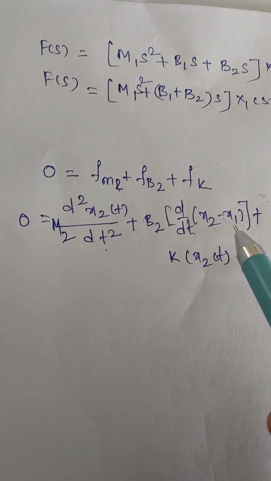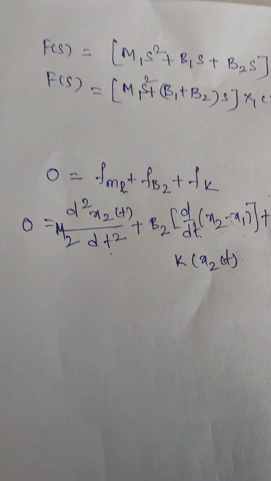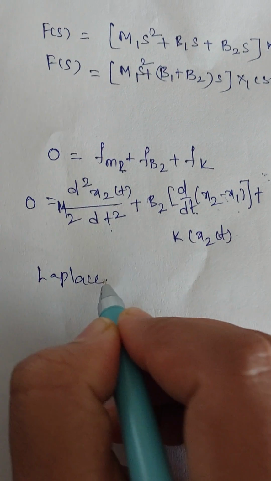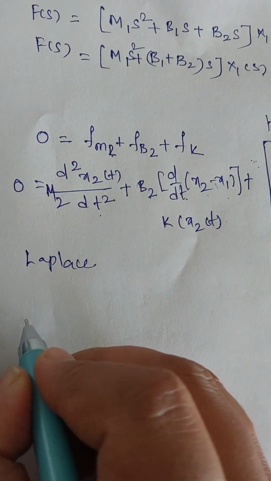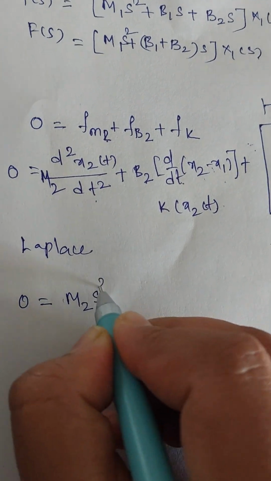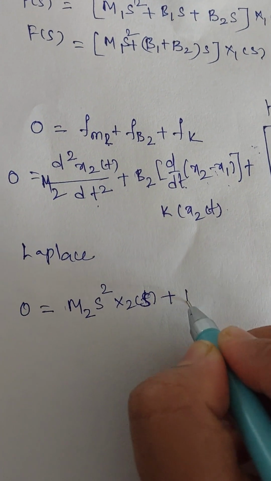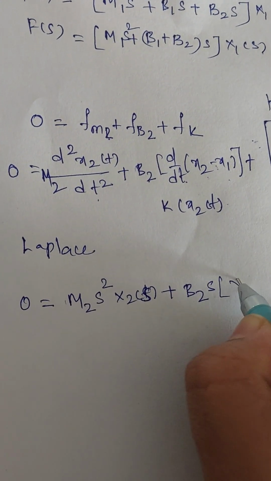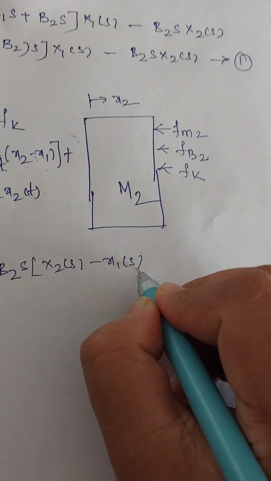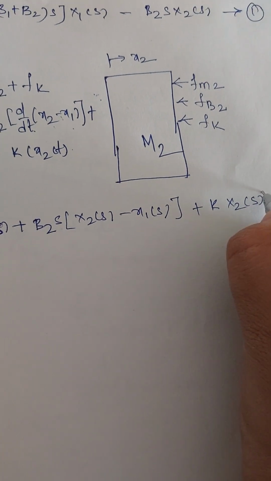So we need to make sure that we are cautious when we write the equation. Now for this we are going to apply the Laplace transforms. When you apply the Laplace transforms, 0 is equal to m2 s square x2 of s plus b2 s into x2 of s minus x1 of s plus k into x2 of s.